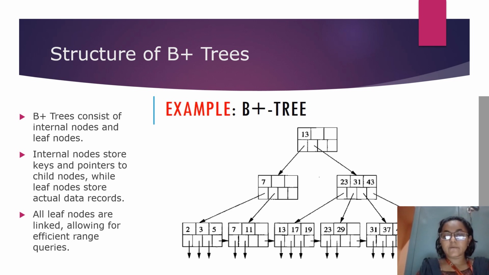These two are internal nodes and these are all leaf nodes, where internal nodes store keys or pointers to child nodes. All leaf nodes are linked, allowing efficient range queries.